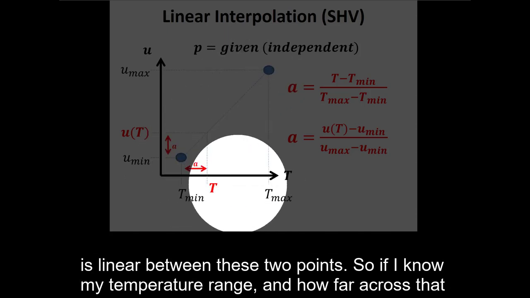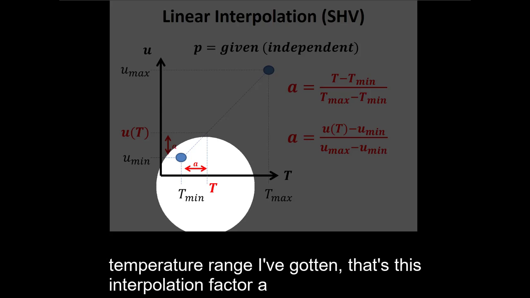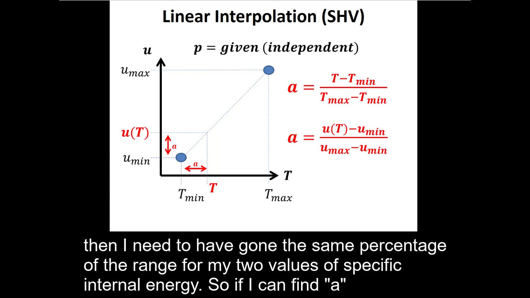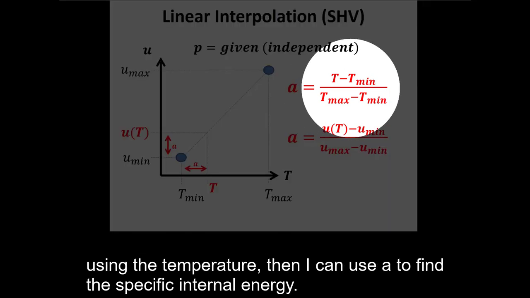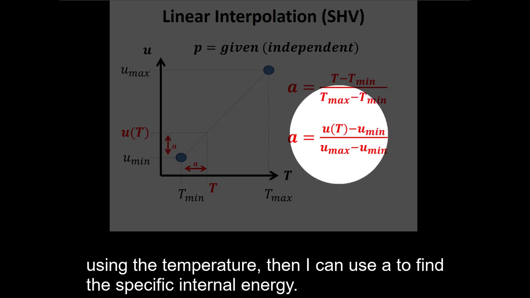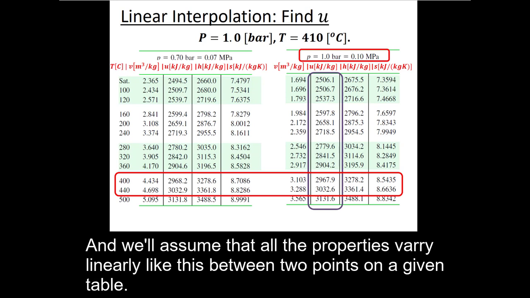So if I know my temperature range and how far across that temperature range I've gotten, that's this interpolation factor A, then I need to have gone the same percentage of the range for my two values of specific internal energy. So if I can find A using the temperature, then I can use A to find the specific internal energy. And we'll assume that all the properties vary linearly like this between 2 points on a given table.